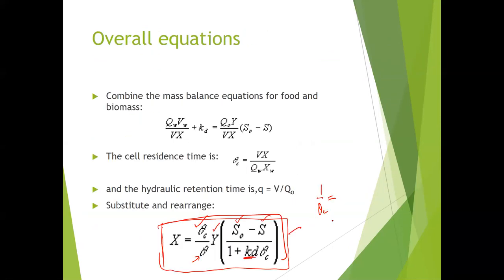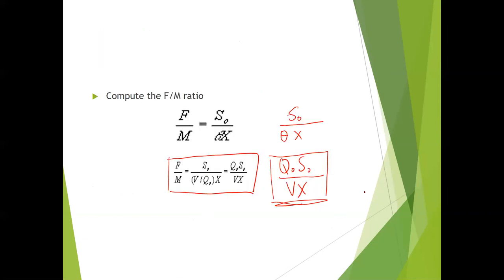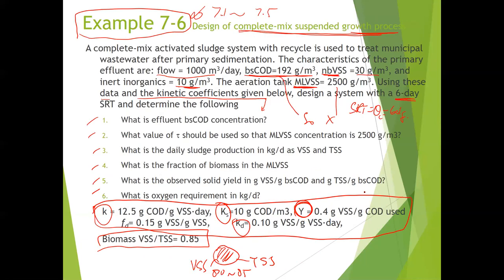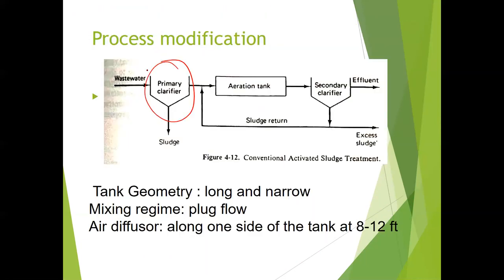equation. It is based on the substrate being soluble, biodegradable substrate being soluble. If it is soluble, then the microorganism can consume it. Otherwise, it will be difficult for the microorganism to consume. So, to make the substrate as soluble as possible, we have to add a primary clarifier to remove all suspended solids, because they are not soluble. So we remove all suspended solids, and only the soluble portion should go here, so that the microorganism can eat it, right?